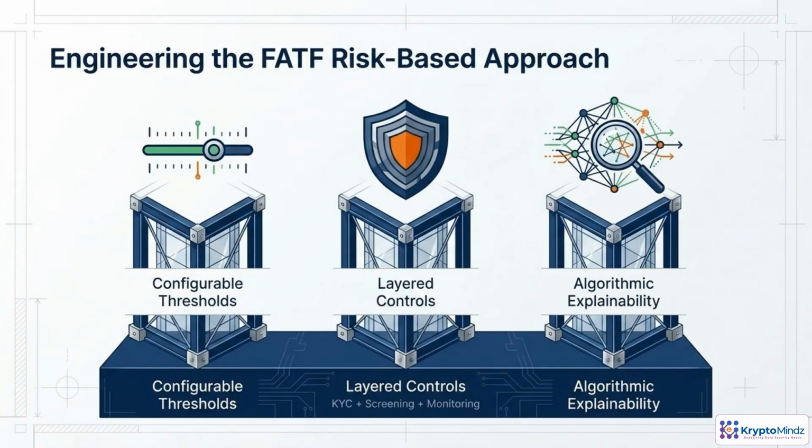To turn FATF's risk-based approach into an actual system, think in 3 building blocks. First, configurable thresholds. Every rule and score needs parameters you can tune by country, product, and risk appetite without redeploying code. Second, layered controls. Combine KYC, sanction screening, and ongoing transaction monitoring so that weaknesses in one layer are caught by another. Third, algorithmic explainability. Every decision, whether from a human rule or an ML model, must be explainable and auditable, so you can justify why a customer was flagged or cleared.